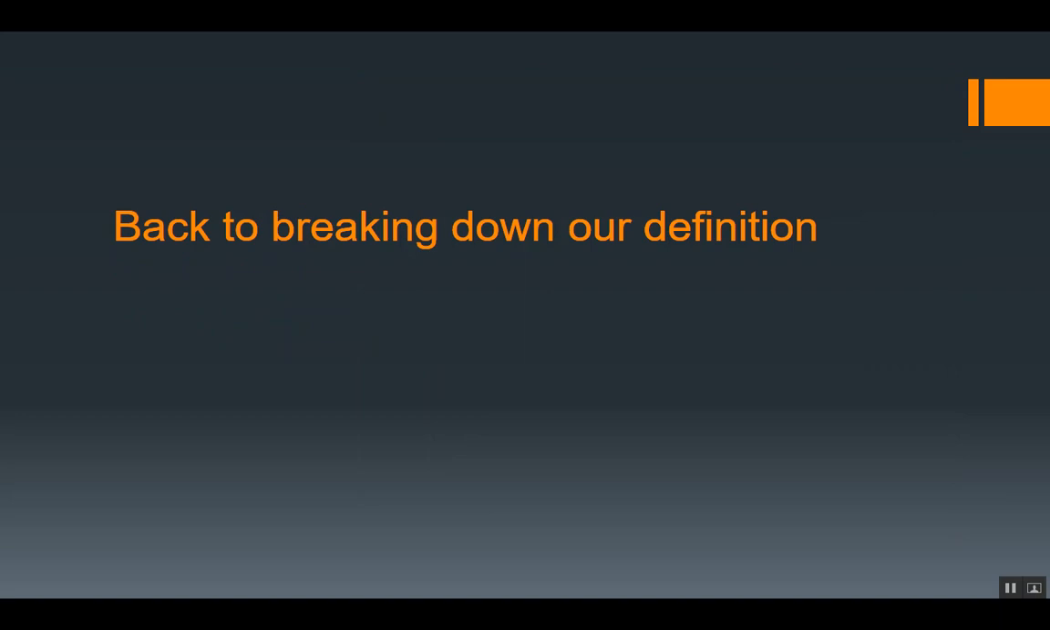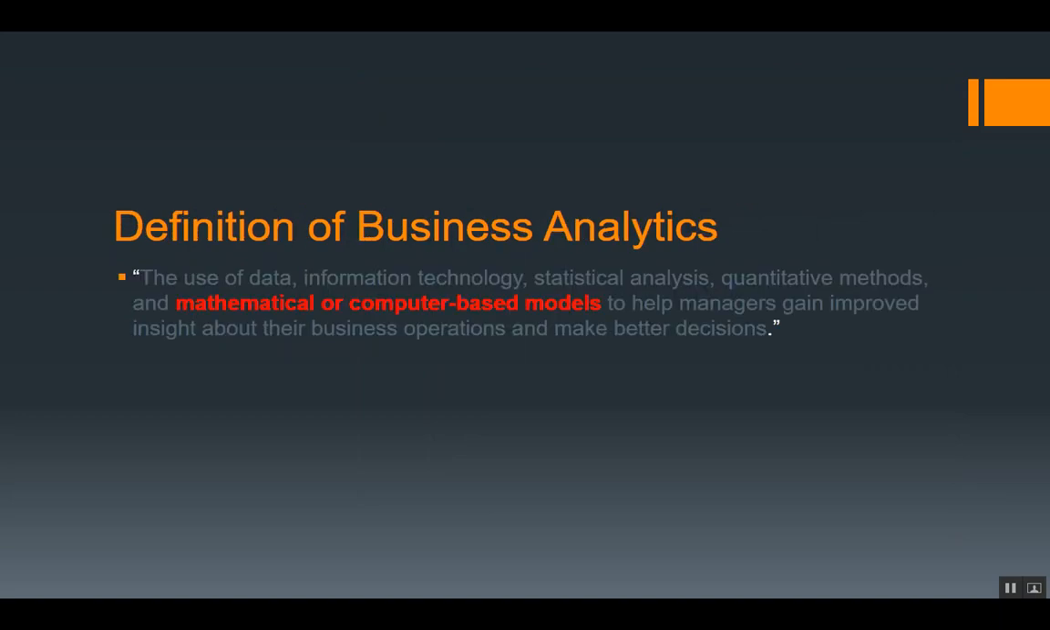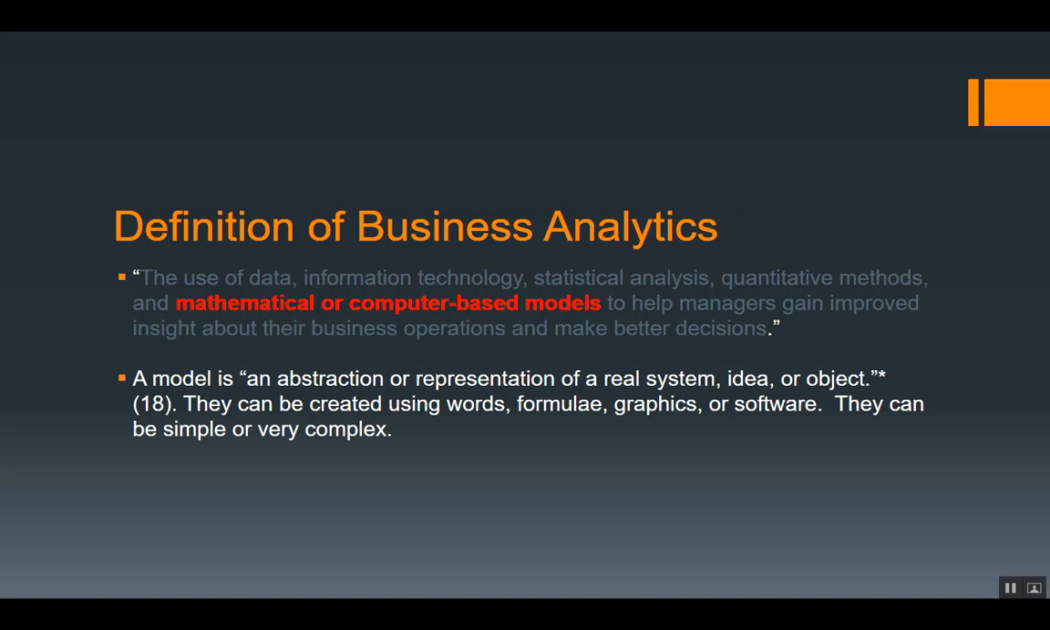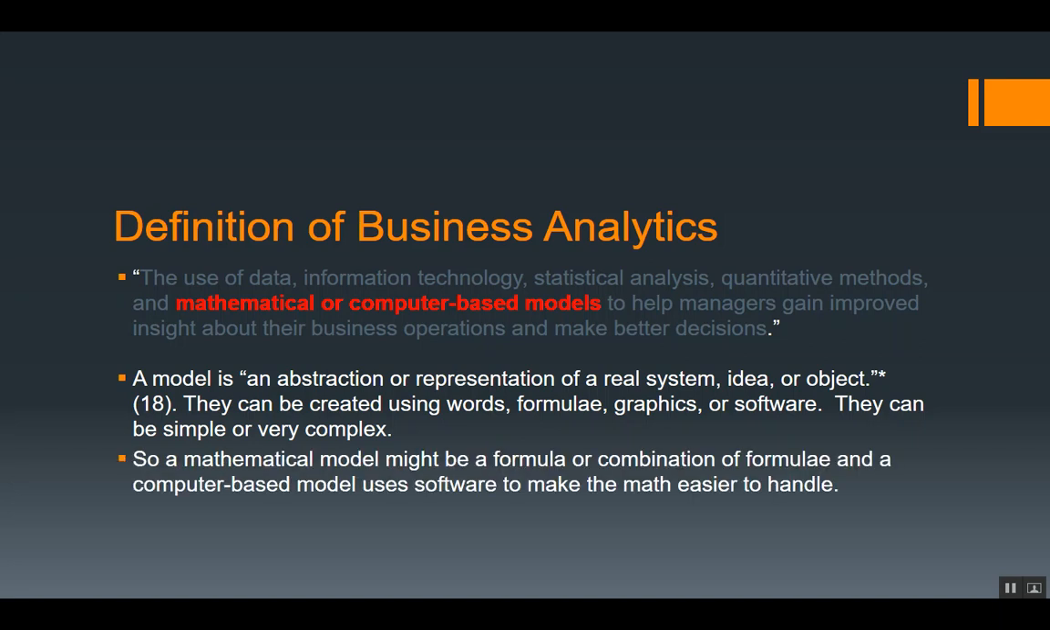So now that we've finished our quick sidebar on models, let's go back to our definition. So again, a model is an abstraction or representation of a real system, idea, or object. And they can be created using words, formula, graphics, or software. They can be simple or very complex. And the last 4 slides would have shown you those. So a mathematical model might be a formula or combination of formula and a computer-based model using software to make the math easier to handle. This is going to be very important in fields such as calculus or investing, where the formulas are beyond the comprehension of anyone outside of PhDs.